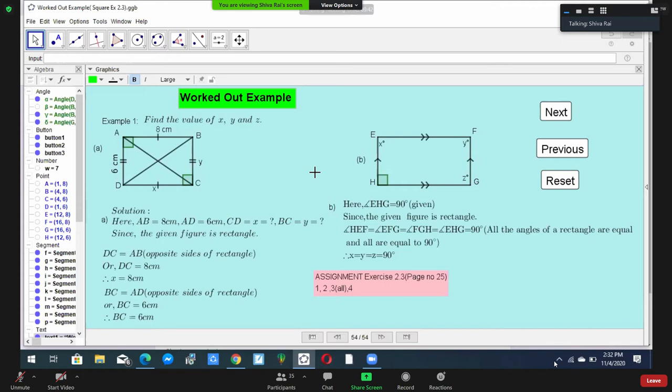So DC equal to 8 centimeter. Why centimeter? Because AB equal to 8 centimeter. Actually DC means X. So therefore X equal to 8 centimeter. Now second, BC equal to AD. Why? Opposite sides of a rectangle. Here also the same. Because AD equal to 6 centimeter, therefore BC equal to 6 centimeter.